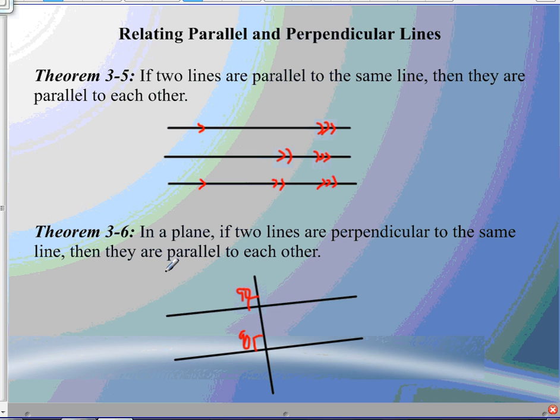So tomorrow we're just going to be working with these two theorems, excuse me, and do some examples. Some of the examples may include some algebra, okay? However, most of them are pretty self-explanatory and you should catch on very quickly.